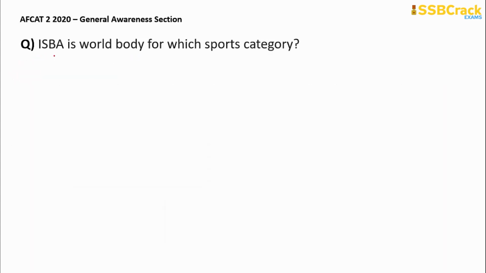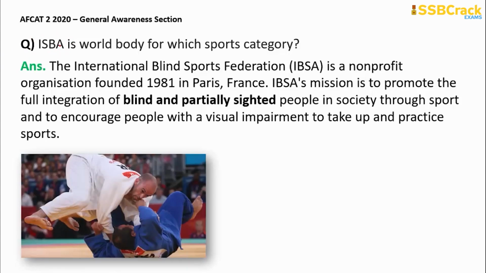Next question, IBSA is the world body for which sports category? If you know the full form of this body, you can easily answer this question. IBSA stands for International Blind Sport Federation. It is a non-profit organization founded in 1981 in Paris, France, and IBSA's mission is to promote the full integration of blind and partially sighted people. So they are basically for the blind sport category.